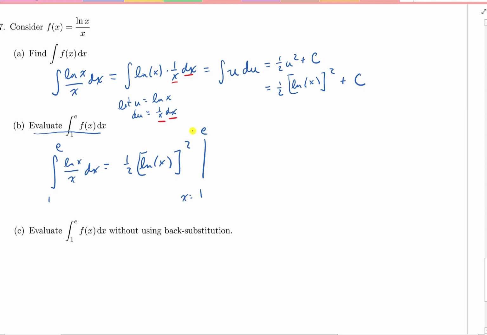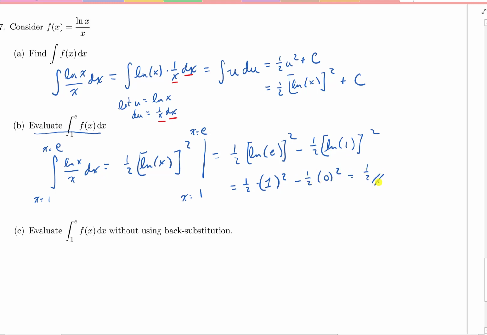Just as a reminder, let me put the x equals here, and in fact, just to even further remind you, I'm going to put the x equals here, and I recommend you do that for this problem. So now we can evaluate this. We get 1/2 times the natural log of e quantity squared minus 1/2 times the natural log of 1 quantity squared by the fundamental theorem of calculus, which is what took us from here to here, and now we're just finishing evaluating that. Well, the natural log of e is 1, and the natural log of 1 is 0, and so we end up with 1/2 for this.